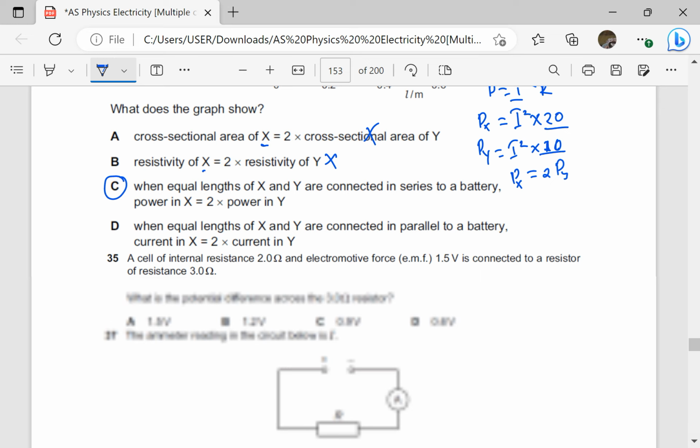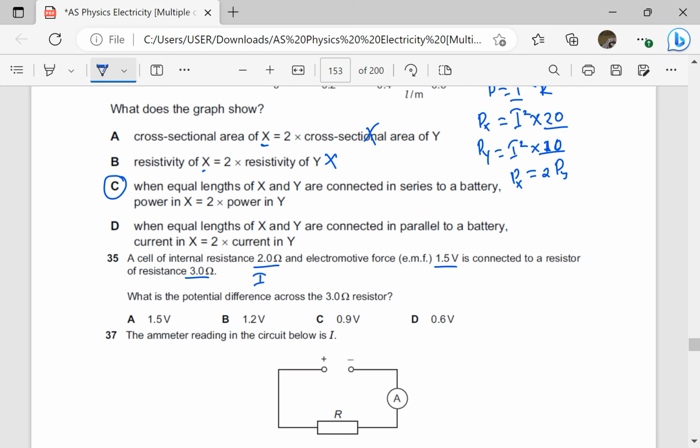Number 35. A cell of internal resistance 2 ohms and EMF 1.5 volts is connected to a resistor of 3 ohms. What is the PD across the 3 ohm resistor? So let me first find the current here. We know that current is going to be equal to the EMF divided by total resistance. So the current is going to be the EMF, which is 1.5. Total resistance is 2 plus 3, which is 5. So that is the current.